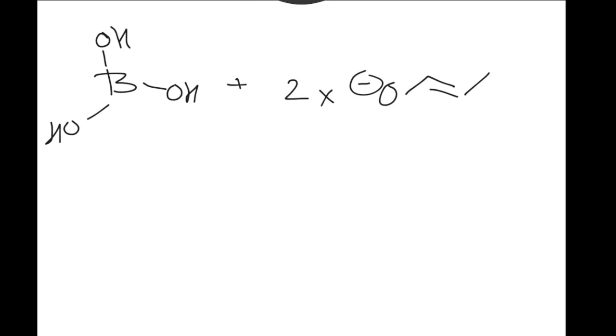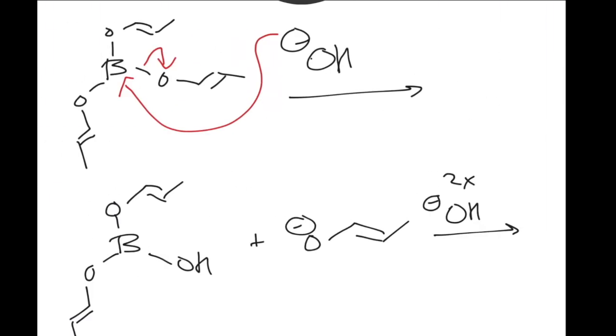So I've got 2 alkoxides here, plus the one I generated here. So that's all 3 of the groups that were on the boron in the top left are now off of it. The 1 here and then the 2 on the other slide.